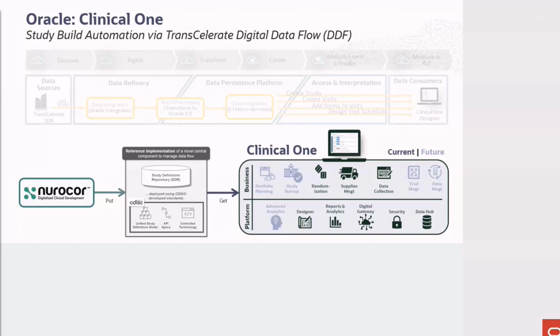Now, on the platform, each of these business capabilities also use shared platform services. So your study design, even your entire time and event schedule, all that configuration, your security, access to data, downstream and reporting and analytics, all of that's available on the platform, and it covers all of the business capabilities. And then we also have a digital gateway service for easily configuring, reusing, and monitoring your integrations in addition to that.